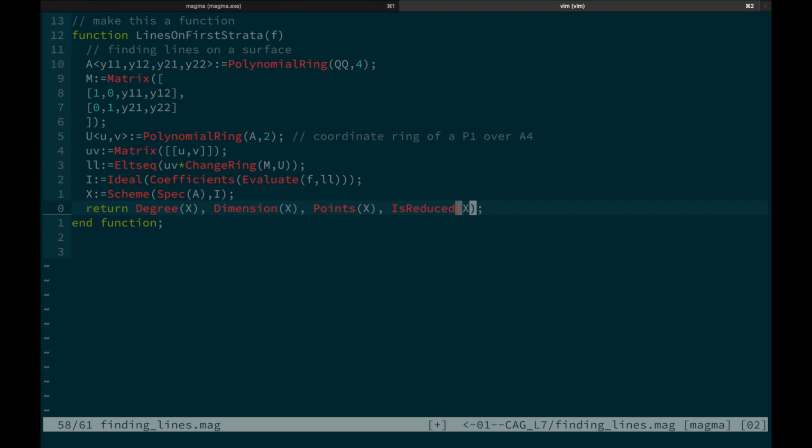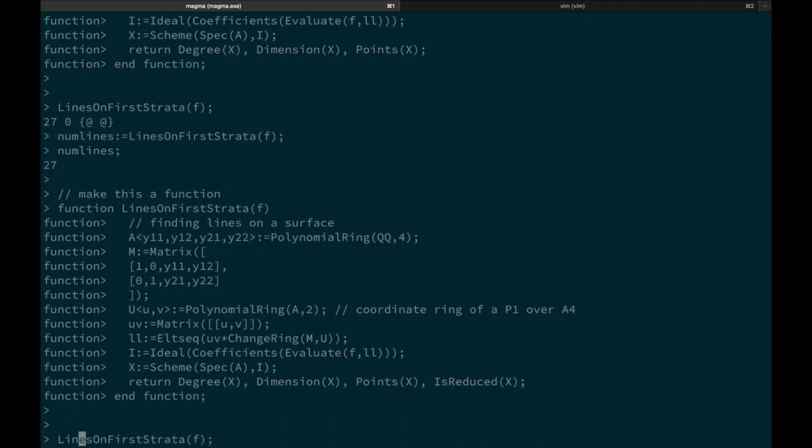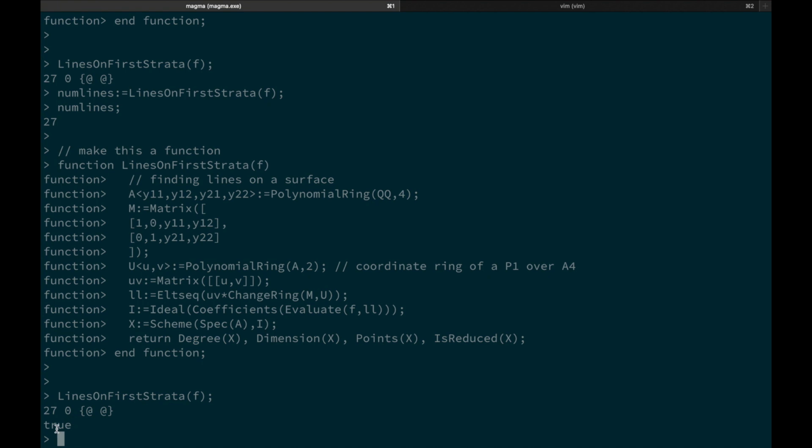We didn't have to check because I sort of knew f is supposed to have 27 lines, and when I got the right answer, I didn't worry. But in principle, you could worry, although there is a general statement in this case that what we are doing will not produce non-reduced loci. So let's now try this again. Okay, we also get this fourth output saying that x is indeed reduced, so we really do have 27 distinct lines.